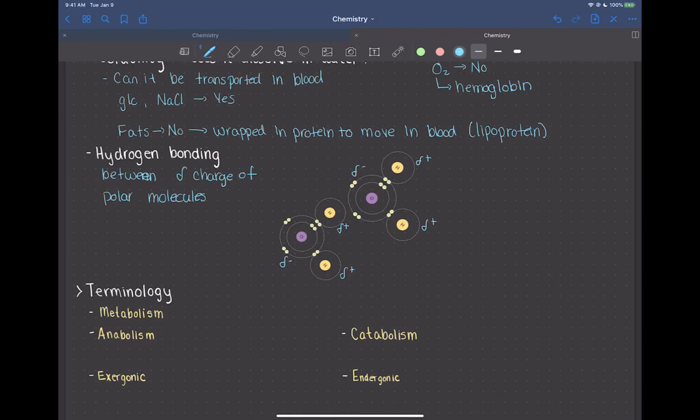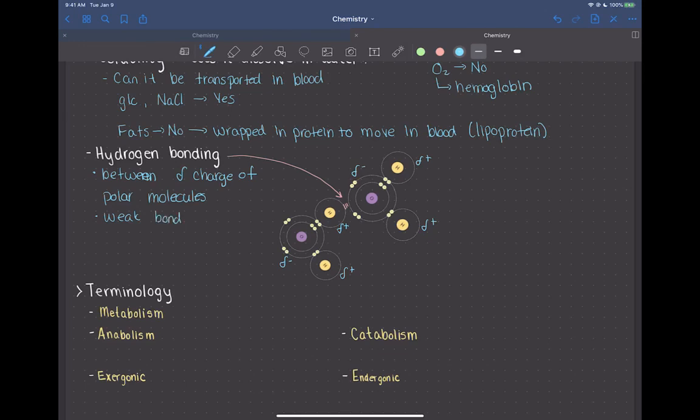Remember, opposites attract. Positive charges are attracted to negative charges. And so based on that attraction, we would end up getting a very loose bond forming between this partial negative of the oxygen and the partial positive of the hydrogen here. That is called a hydrogen bond. Hydrogen bonds are very weak bonds.